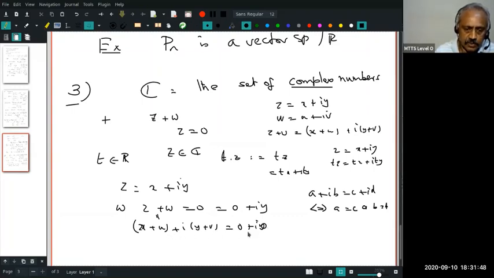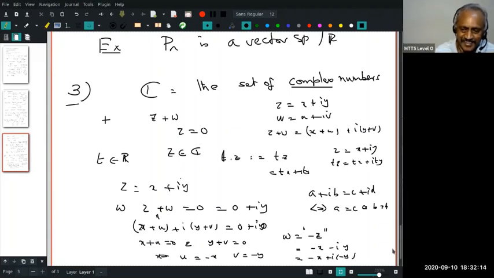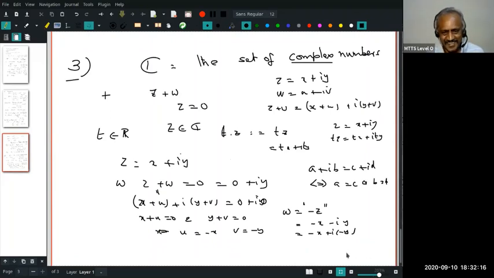This is equal to 0 if and only if x plus u must be 0 and y plus v must be 0. That means u, which is unknown, is minus x, and v is minus y. Therefore, my w, which is minus z, is nothing other than minus x minus i times y. You should actually write minus x plus i times minus y. Do you understand? But we usually write it as minus x minus iy. Is that all right?